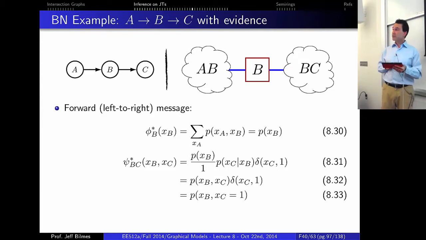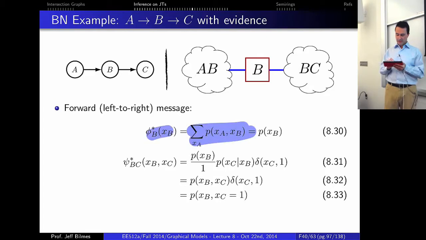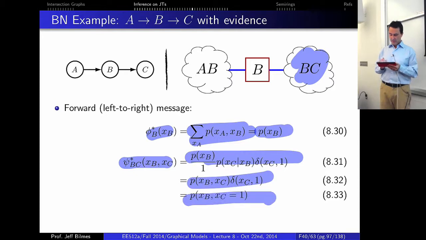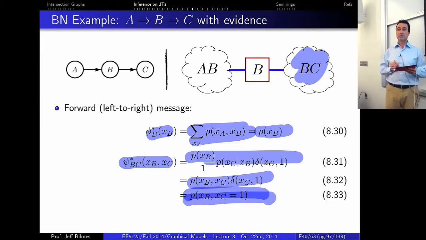Okay, so we do a forward left to right message, which consists of this. We marginalize out this table, and we end up getting this local distribution. And then we do an updated message at BC, which is the right clique here, which, after a little bit of algebra, just ends up being x of b and x of c is equal to 1.